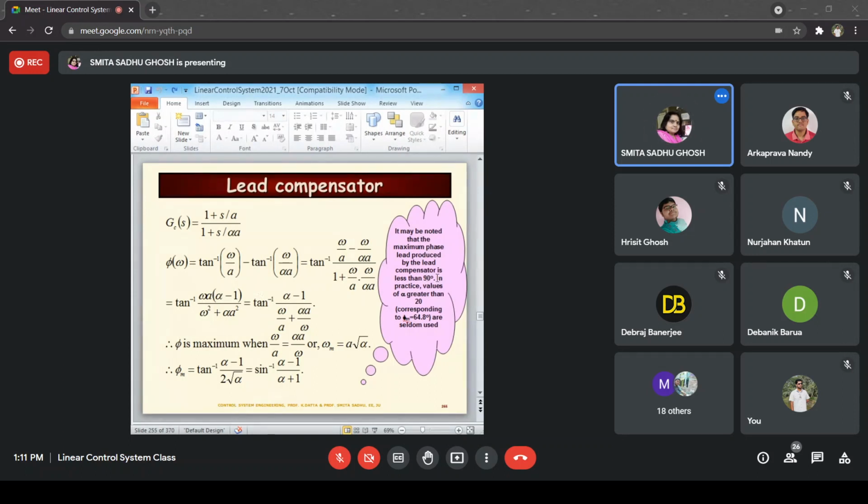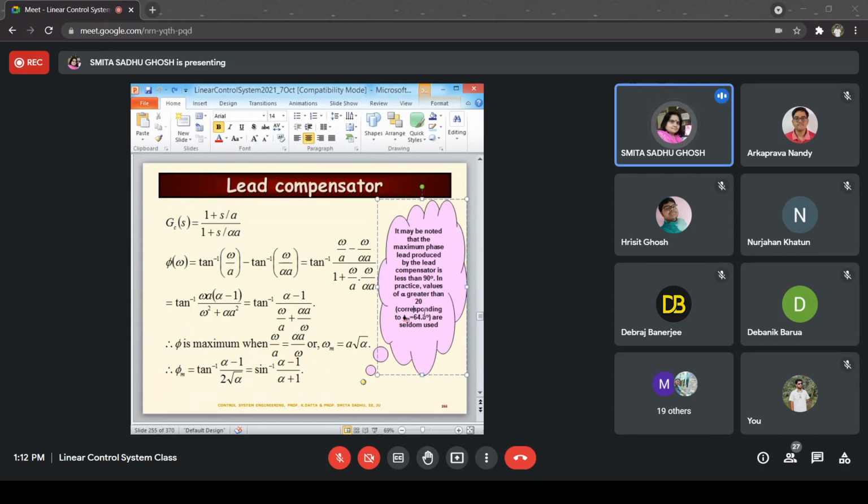So in practice, the maximum amount of phase lead that you may obtain from a lead compensator is given over here. That is around 65 degrees. That will be obtained only if you use an alpha value which is almost around 20. So that will give you the value which is 65 degrees or so, right?